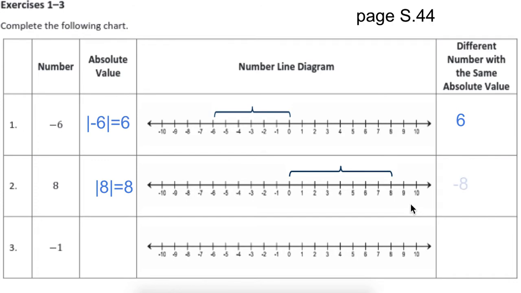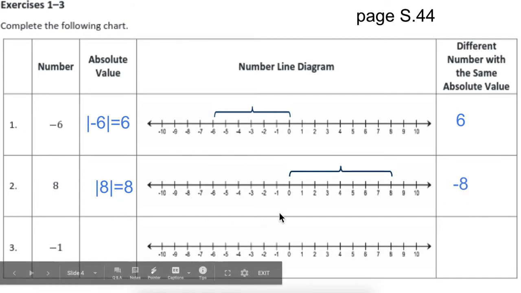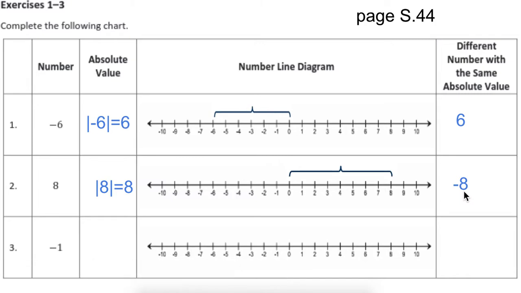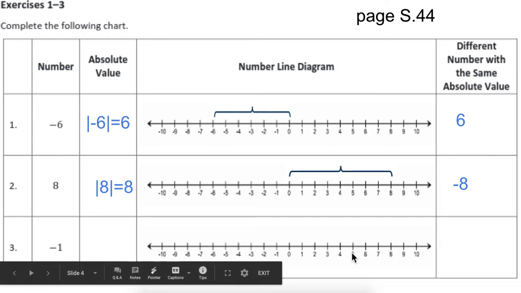Yes, -8. And what are these two numbers? 8 and -8 are what kind of numbers? Opposites. Yes, those are opposites, and opposites have the same absolute value. Okay. All right, let's go on to the next one here.